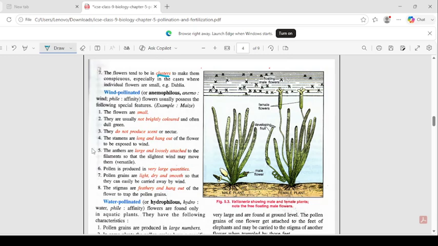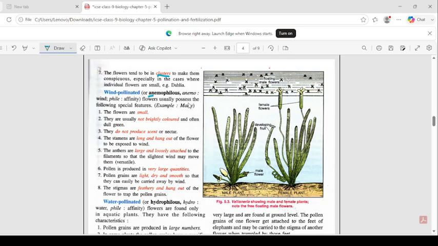Second is called anemophily. Anemo is A for air, A for anemophily. We have to remember in this case. So anemophily means the transfer of pollen grain is taking place with the help of air. And if air is the agent, obviously it doesn't need any smell, any bright color or nectar.